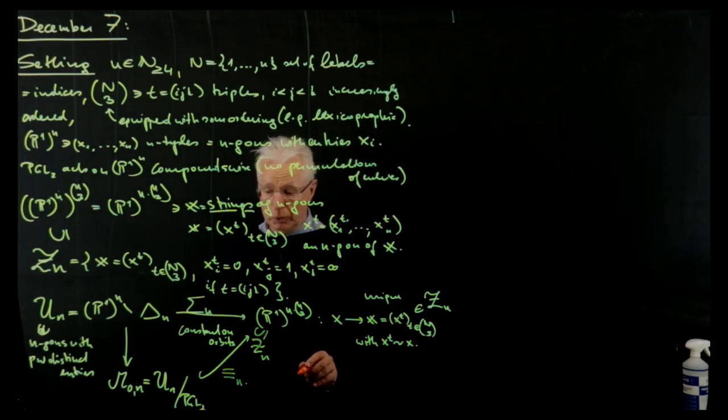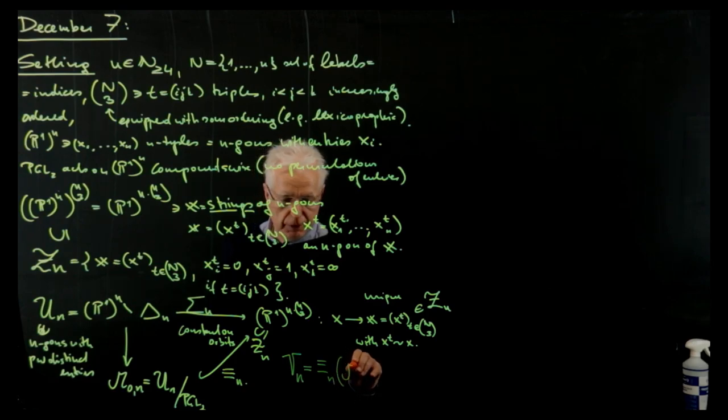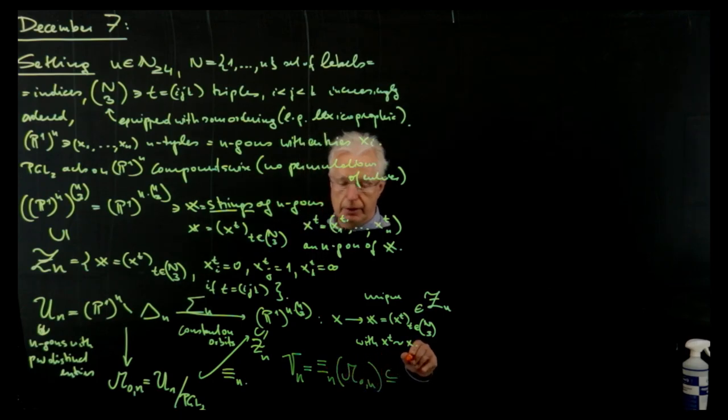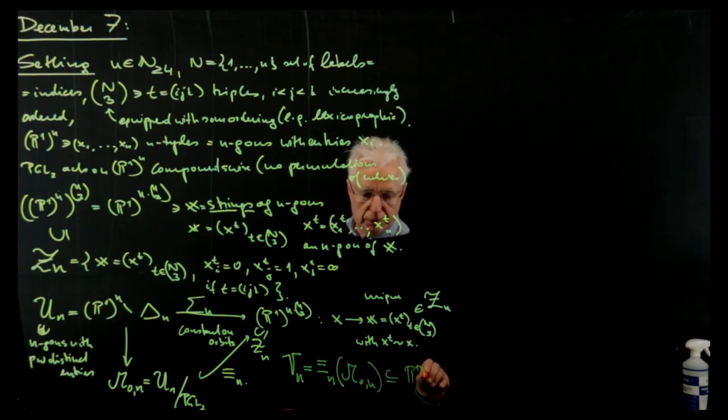And one more notation, what we called V_n was the image under psi_n of M_0n. So this is a subset of this P^1 to the n, n over 3.